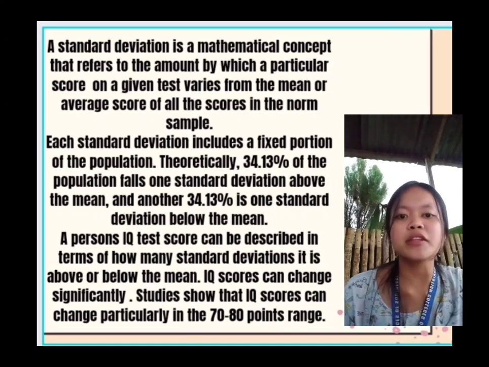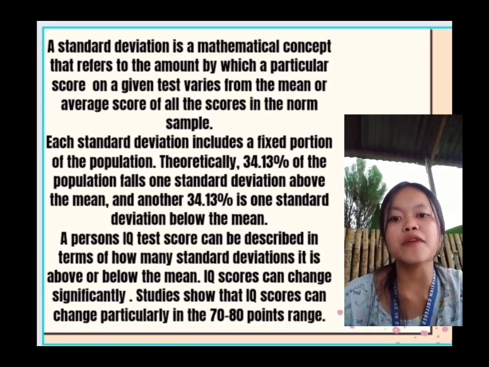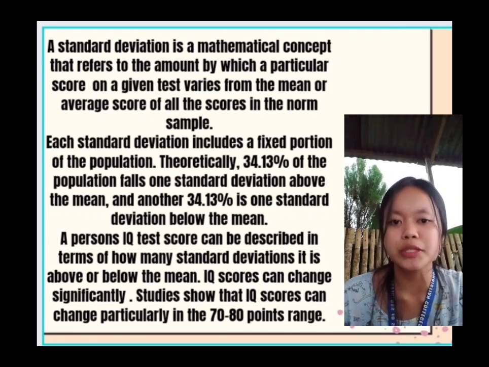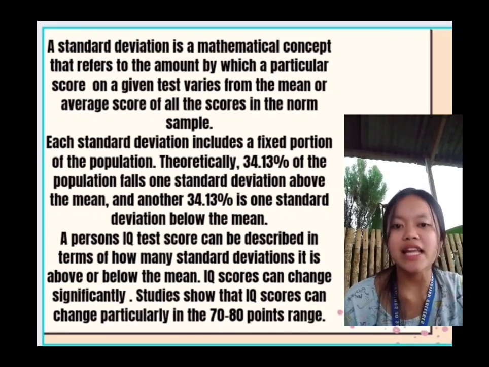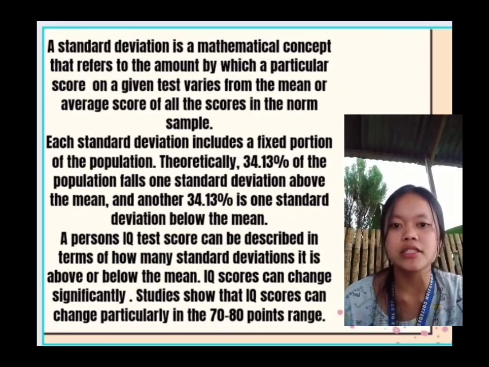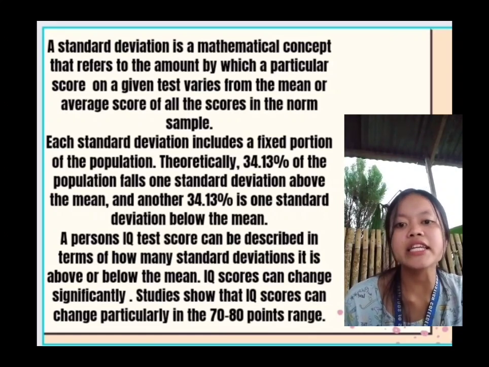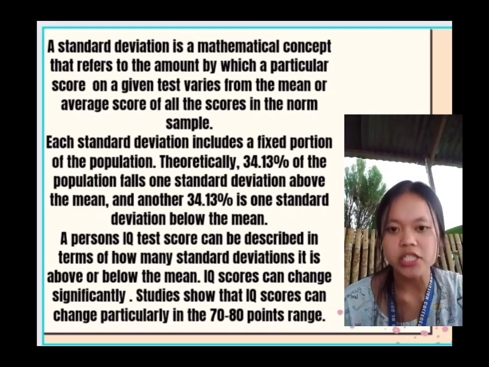Theoretically, 34.13% of the population falls one standard deviation above the mean, and another 34.13% is one standard deviation below the mean. A person's IQ test score can be described in terms of how many standard deviations it is above or below the mean. IQ scores can change significantly, and studies show that IQ scores can change particularly in the 70 to 80 points range.